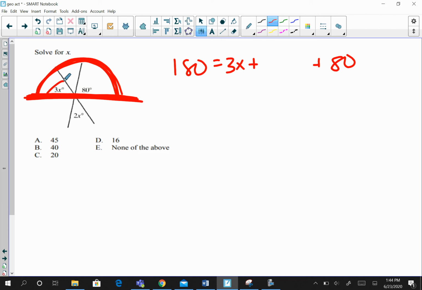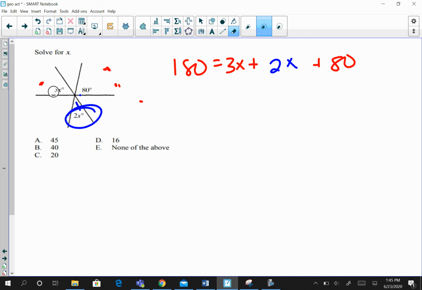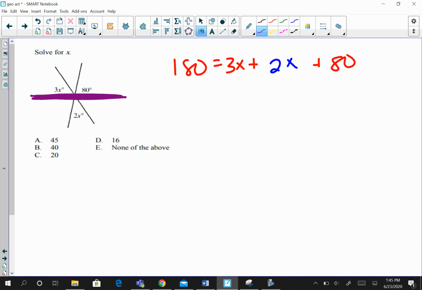I know I've got 3x and 80. I need this. So this 2x here is going to help me. That is going to be a vertical angle to the one that's missing. So I can add in that 2x here. Now I can solve for x. Again, the fact that I knew that this was a straight line, and that the angles that form it are going to be 180 degrees, benefits me so much. And then you can make that relationship that the missing angle and 2x are the same.